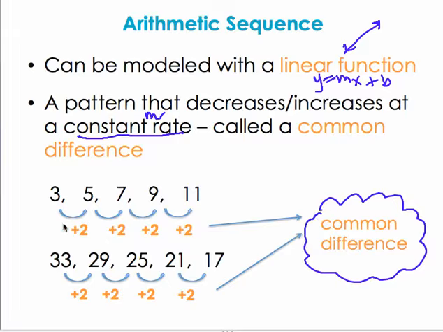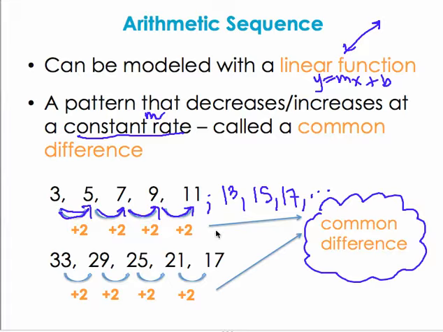So if I look at this first sequence, it says 3, 5, 7, 9, 11. And it would continue on to say 13, 15, 17, and on to infinity. And we can see that the common difference is positive 2 because each time we are adding positive 2 to the sequence. If we look at this next sequence, we will see that this sequence is actually decreasing. And it looks like I made a little mistake here on the PowerPoint.